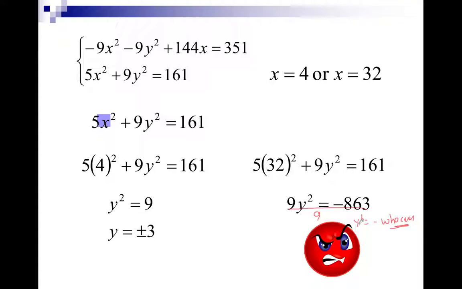What does this mean? I did all this work, right? And I got y squared is equal to negative something, meaning that when x is equal to 32, there are no points of intersection. So what that means is between this, right, we knew this was a circle and this was an ellipse, there are only how many points of intersection? 2 points of intersection when x is 4 and y is plus or minus 3. Okay?